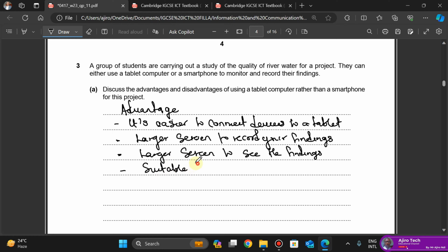Okay, suitable software for what? For tablets. All right, so let's look at disadvantages. Okay, let's look at disadvantage.